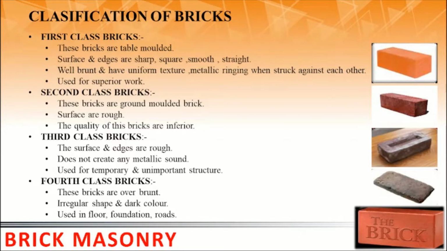Now the second class bricks. These are ground molded bricks, so the edges can be a bit shabby and surfaces are rough. The quality of these bricks is inferior. Now the third class bricks. The surface and edges are rough, and they do not create any metallic sound. These bricks are used for temporary and unimportant structures.